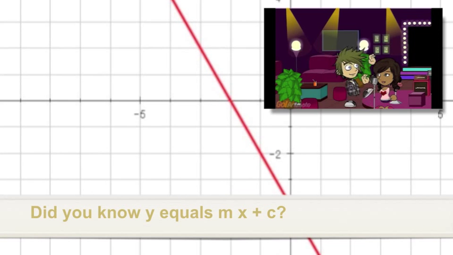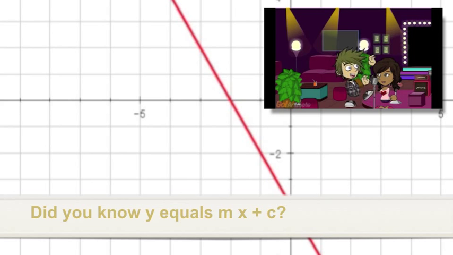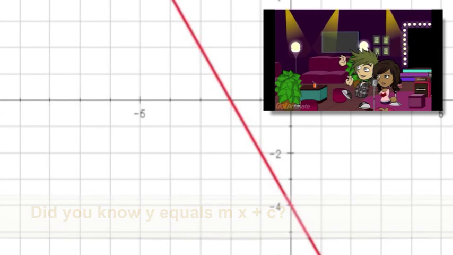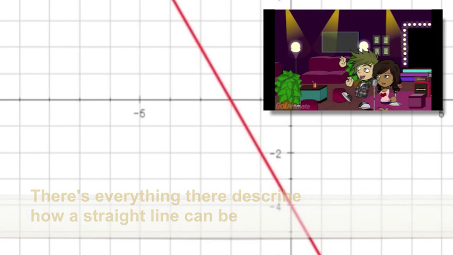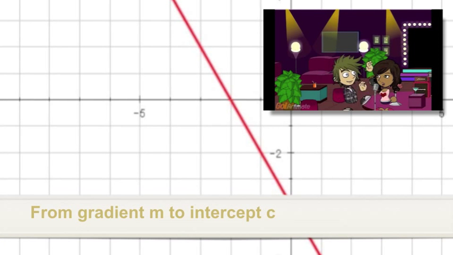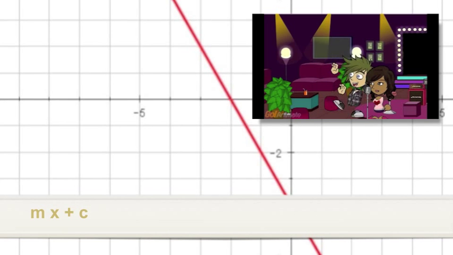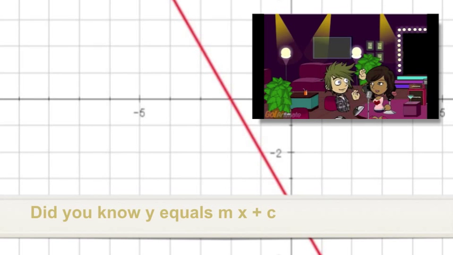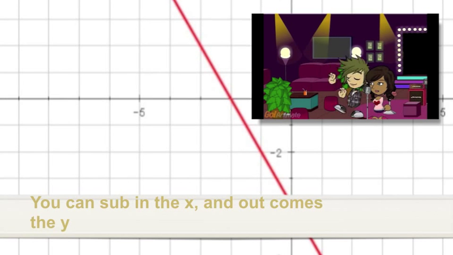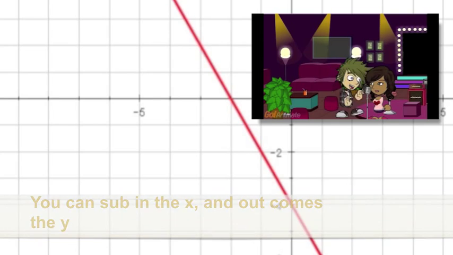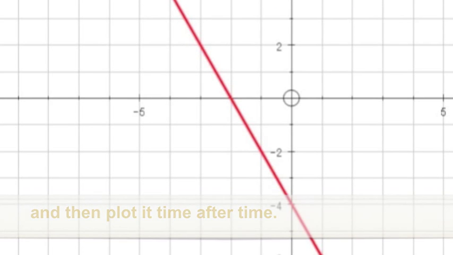Did you know y equals mx plus c? There's everything there, describe how a straight line can be, from gradient M to intercept C. Mx plus c, did you know y equals mx plus c? You can solve in the x and outcomes for y, and then plot it time after time.